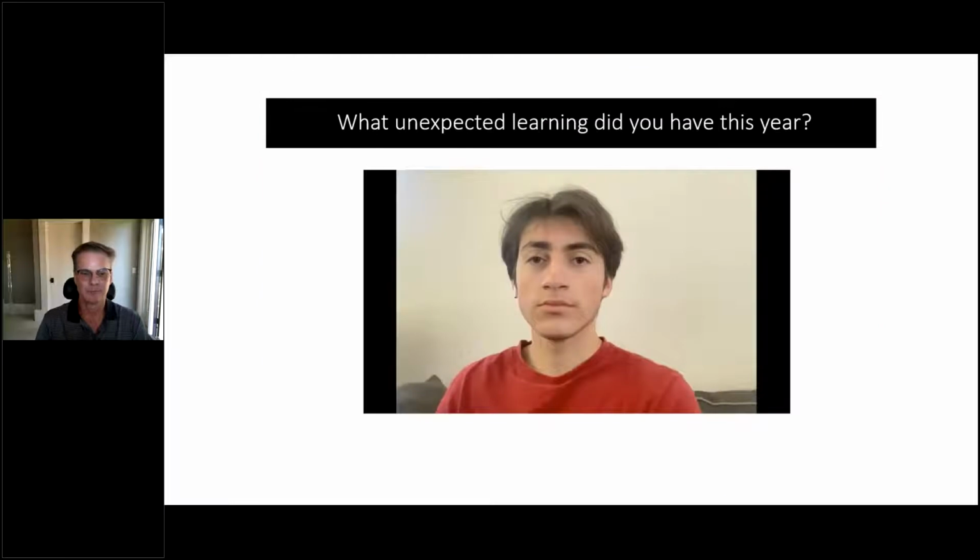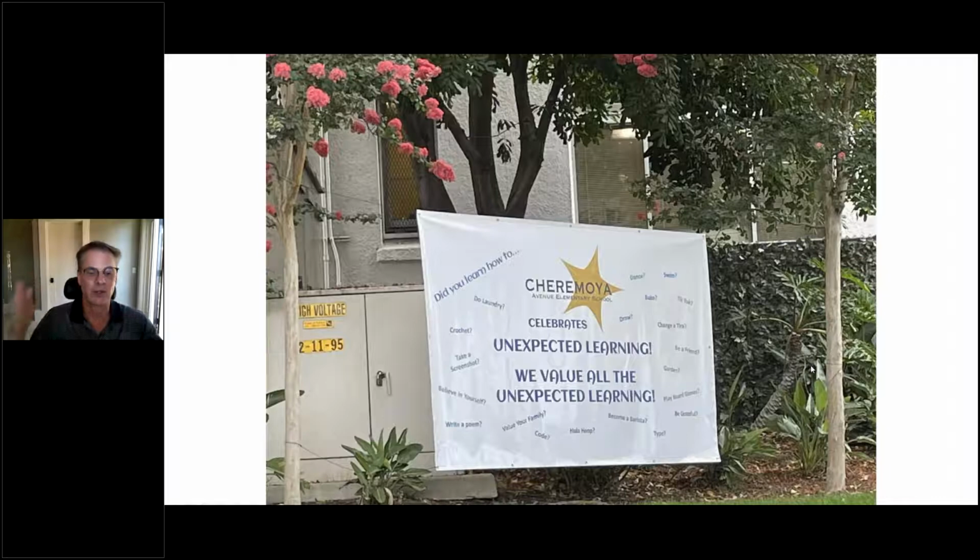All right. So our students learn things. I was driving around Los Angeles and I was just passing a school and I saw this sign. And I so appreciated this school saying to the community, we celebrate unexpected learning. We value all the unexpected learning. Did you learn how to crochet, code, hula hoop, swim, TikTok, draw, write a poem, take a screenshot, do laundry, be grateful? And all the students that I've collected those videos on unexpected learning, I heard a lot of technology. They learned a lot about technology, but I heard even more about social and emotional development. And we should take a minute and just recognize that our students learned a lot of social emotional skills in the past year.